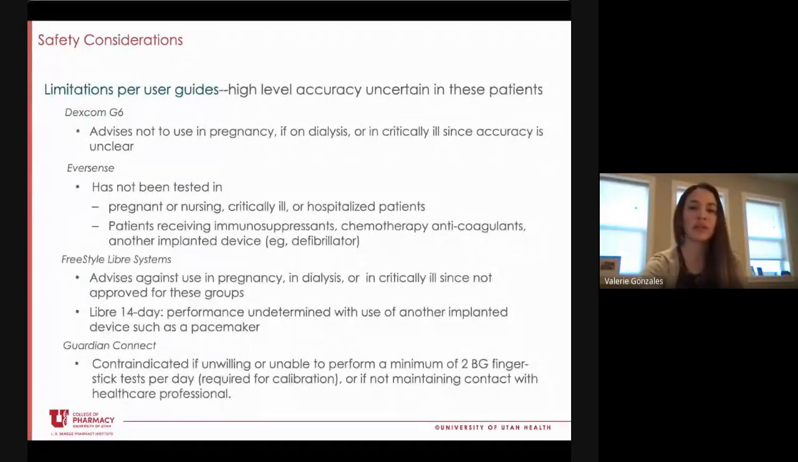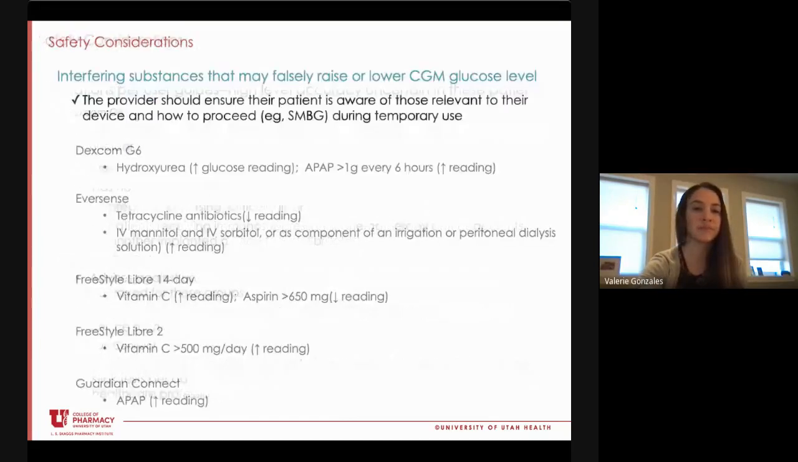User manuals for these devices point out certain populations for which the accuracy of the device is undetermined, such as during pregnancy, dialysis, or with use of other implanted devices like pacemakers. Guardian Connect is contraindicated in patients unwilling or unable to meet the minimum manual calibration of twice daily fingerstick testing.